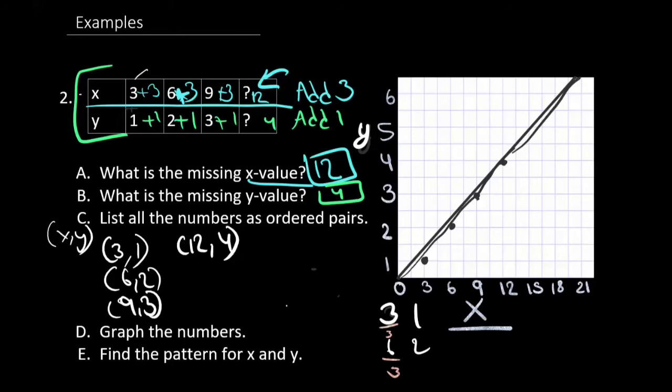Is that true? 3 divided by 3 is 1. 6 divided by 3 is 2. 9 divided by 3 is 3. And 12 divided by 3 is 4. So that's our pattern or rule. So x divided by 3 equals y. Another way to write it is 3 times y equals x.